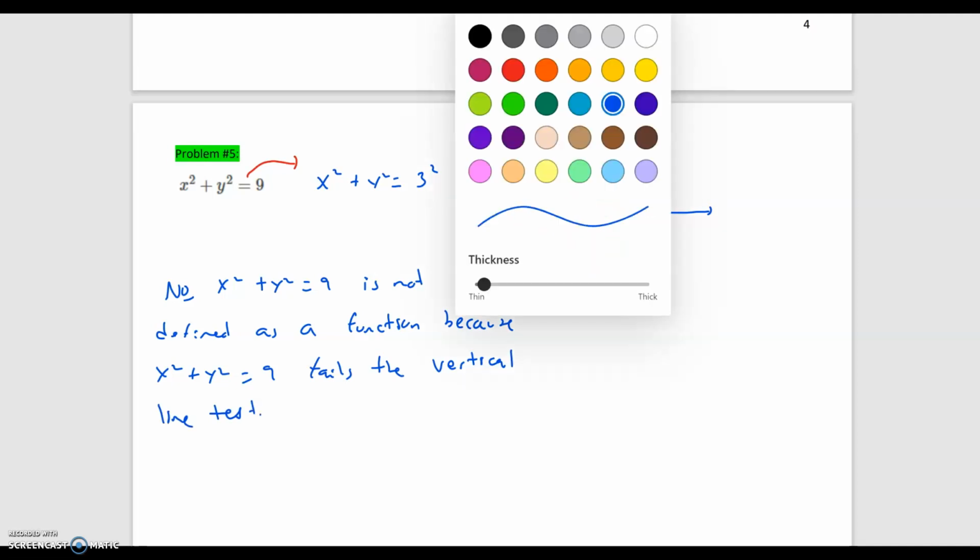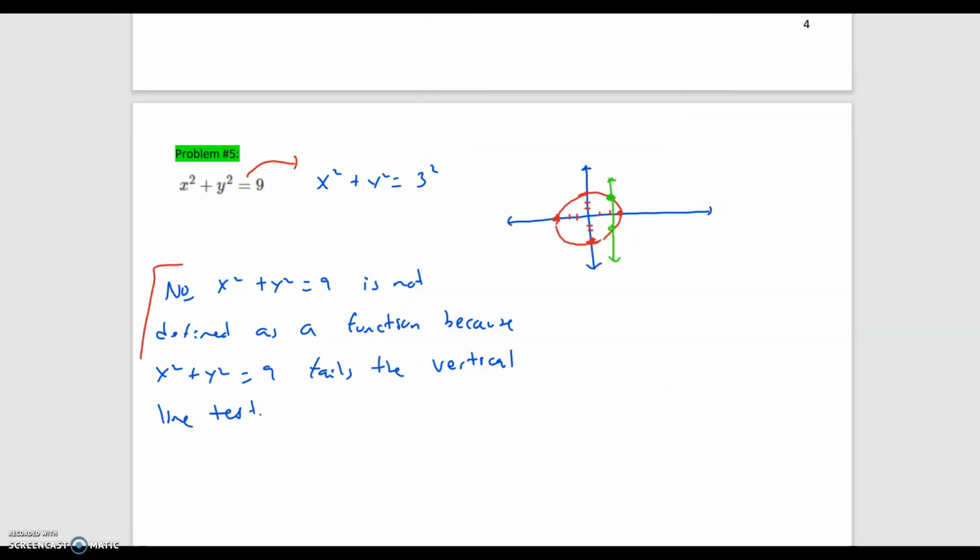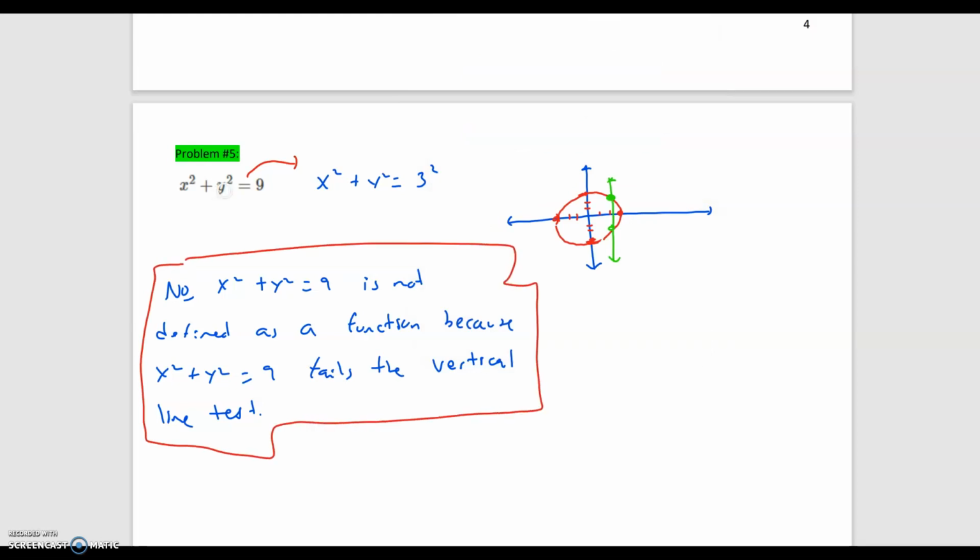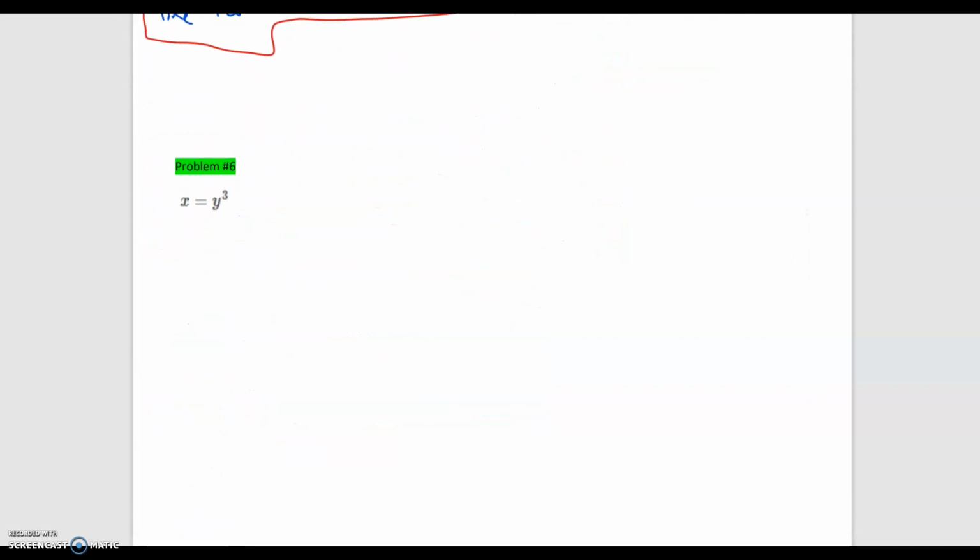And that's it for this one. It would be the same approach if you had solved for the y's. You would end up with a plus or minus, except that this one fits the equation of a circle. In this case, it is not defined as a function. Let's move on to 6.